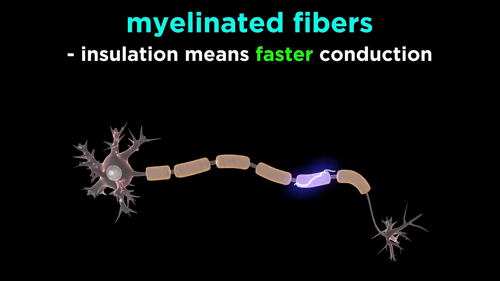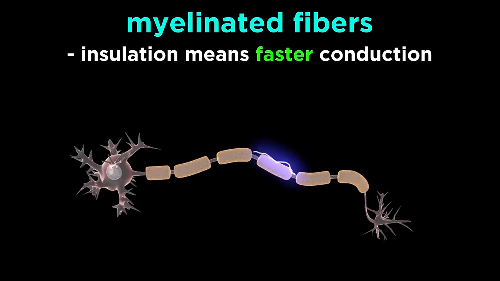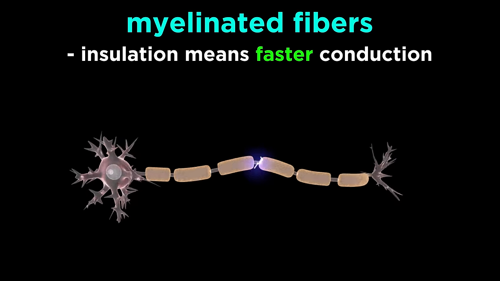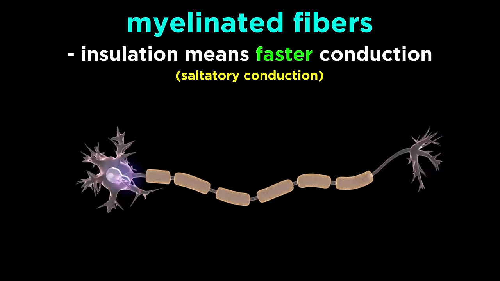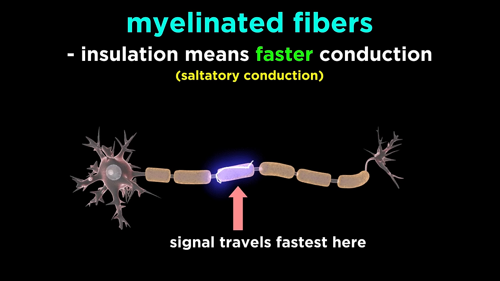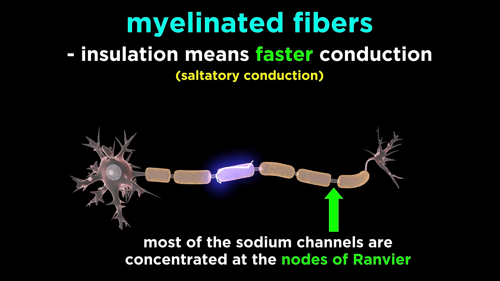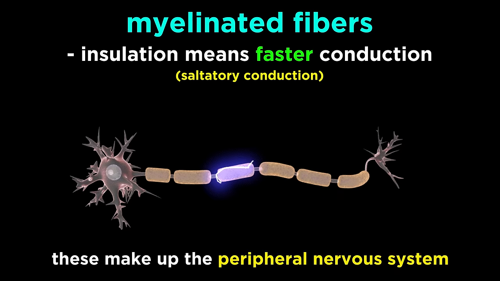Myelinated fibers offer some insulation and therefore exhibit an increased rate of conduction, resulting in something called saltatory conduction. This is because the signal will travel fastest in these areas, with sodium channels concentrated at the nodes of Ranvier. That's why these neurons make up the peripheral nervous system, where reaction time can be a matter of life and death.